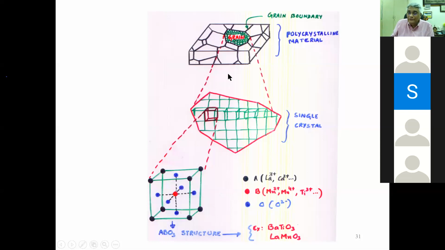So if it is a cubic lattice, it's no problem. But for other lattices, if I identify, say, the AB plane in this direction, the AB plane will be in that direction, and so on. So these are the issues with respect to polycrystalline materials. Okay, so I'll stop there.